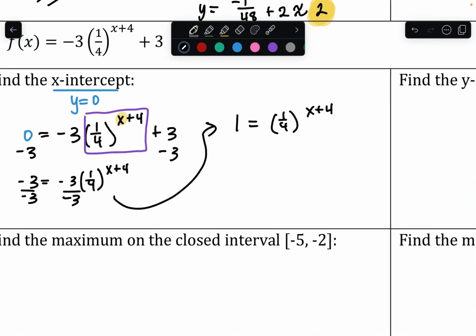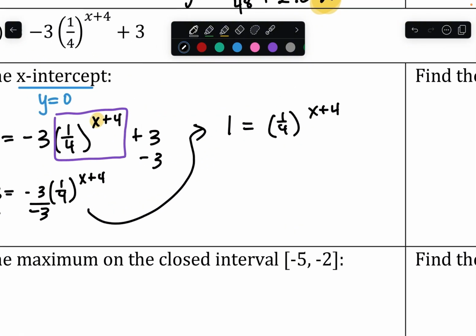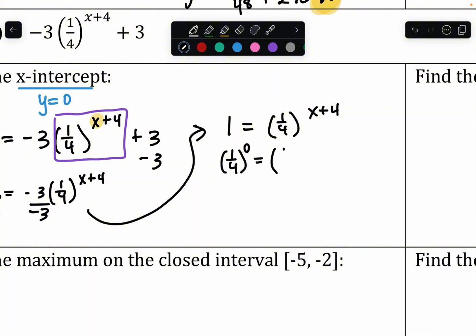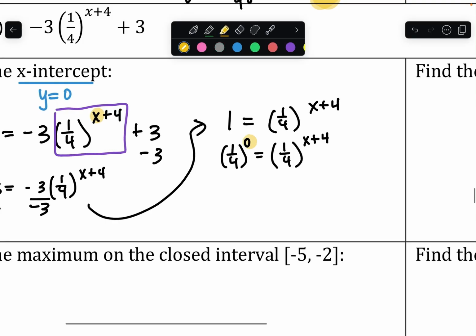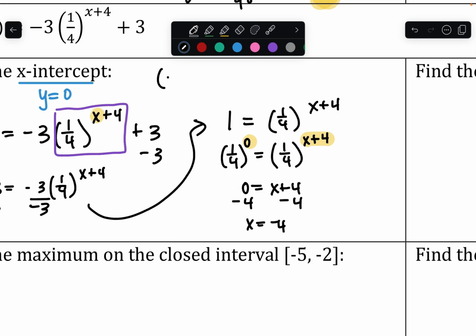And I always love it when one side of the equation of an exponential function is 1, because you can always write 1 as any base, in this case 1/4 to the 0 power. Anything to the 0 power is 1, and so that's a trick. They love that on SAT. Okay, and so now I know 0 has to equal x plus 4, because I have the same base. Now I just subtract 4. Okay, and so my x-intercept is negative 4, 0.